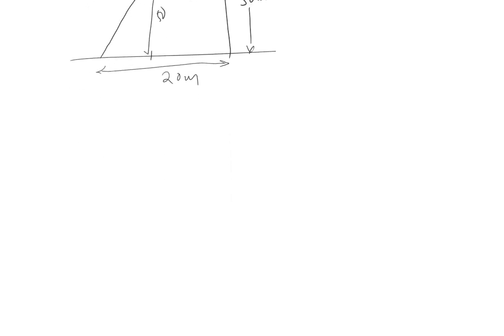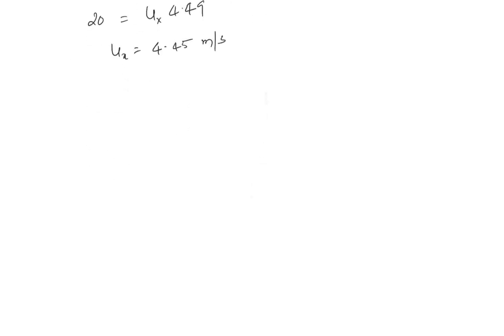So distance is ux times time. Distance is 20 meters as per the figure. Ux we've got to find out. Time is 4.49 seconds. So you get ux is equal to 4.45 meters per second. So you have ux here.